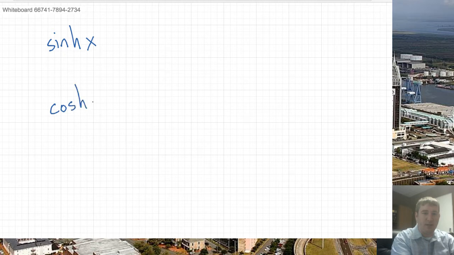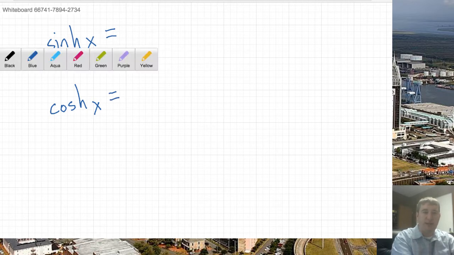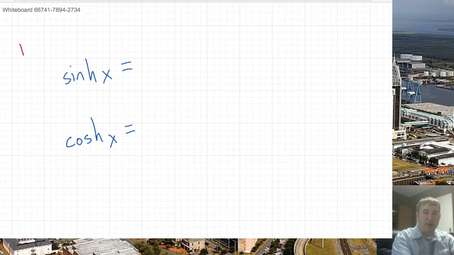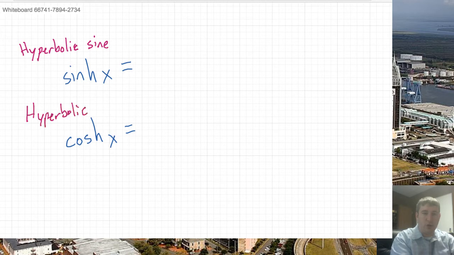And depending on who you ask, how you pronounce those, some say sinh, cosh, or sinch, cosh, but the full name for each of those is hyperbolic sine and hyperbolic cosine.